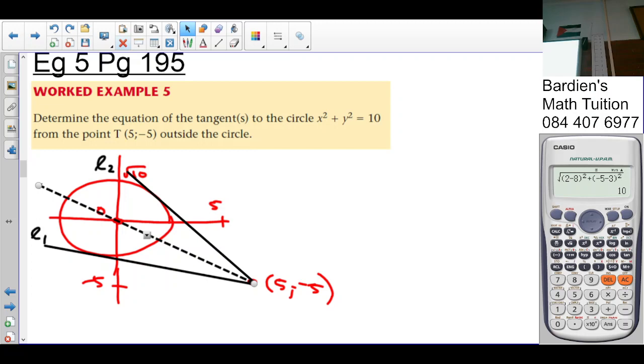So if we draw a line from here to there, that's going to be our radius, which is going to stand at 90 degrees to the tangent. Let's call this radius 1, radius 2. Okay? Let's call these points A and B for now. Okay?